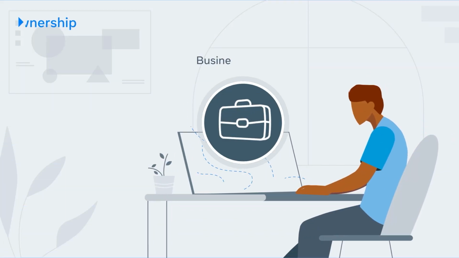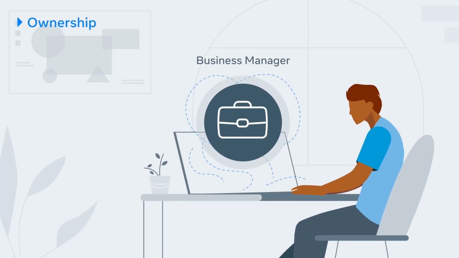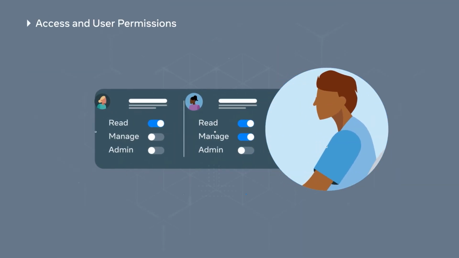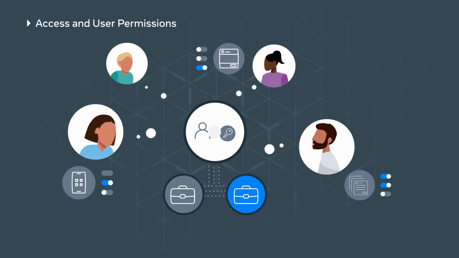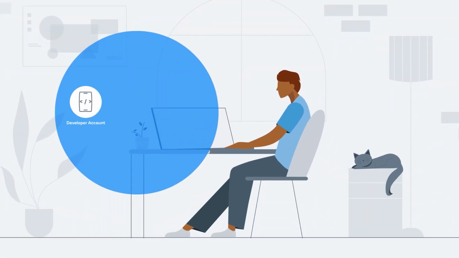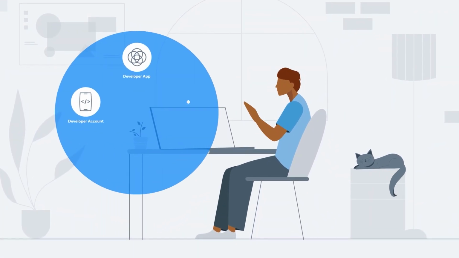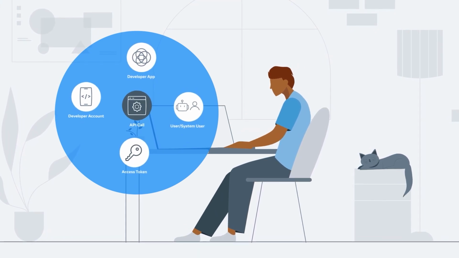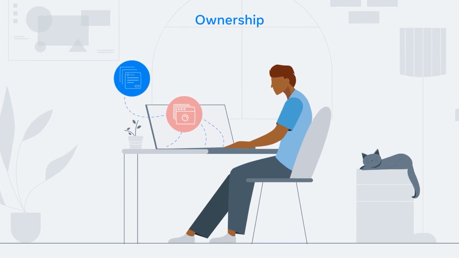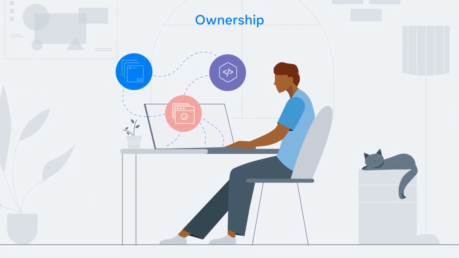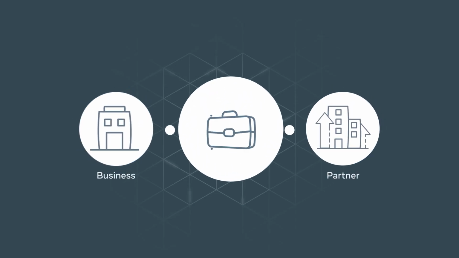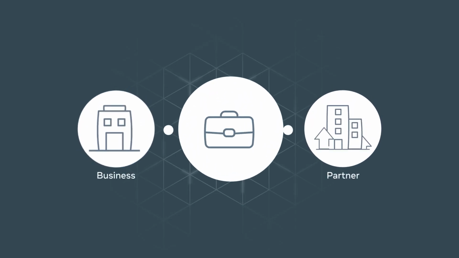Using our APIs to perform basic functions revolves around the concepts of ownership, permissions, and access. You will need a developer account, a developer app, a user or system user, and an access token to make an API call. Marketing API calls are typically used to manipulate assets such as ad accounts, pixels, or audiences. These assets are usually housed in a business manager and are either owned by a business or a partner.